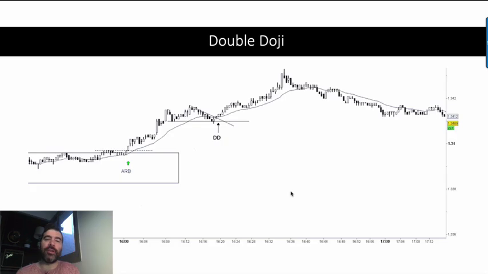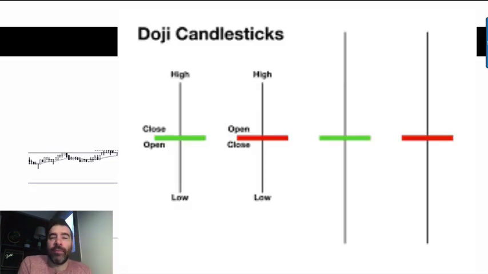Okay, this one is called a double doji. You guys know what a doji is? A doji is those tweezer kind of candles where the market opens, the price action on the candle goes up, and then goes back down, but it ends up exactly where it started. So you have a wick on both sides.